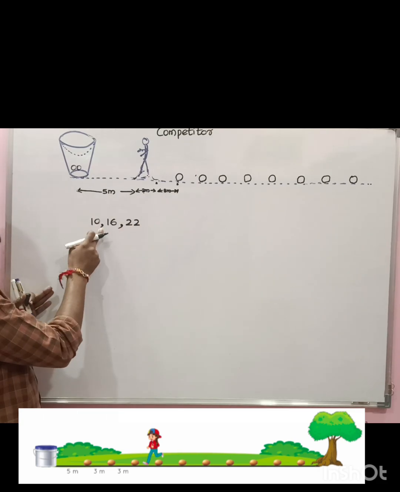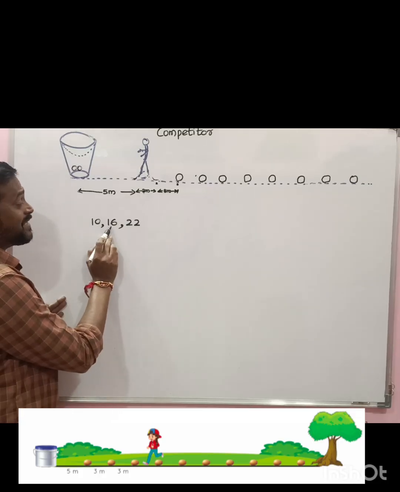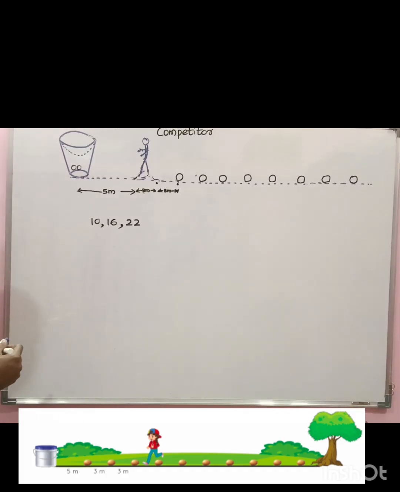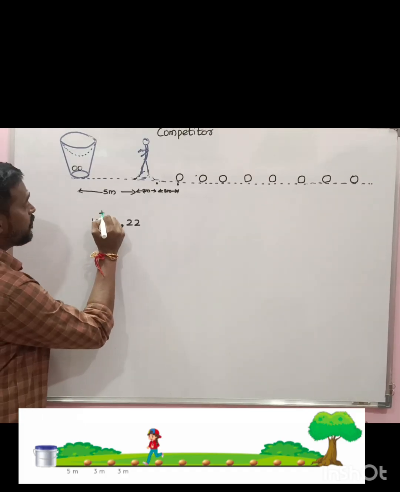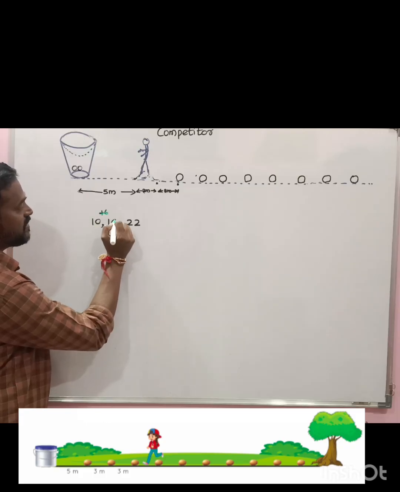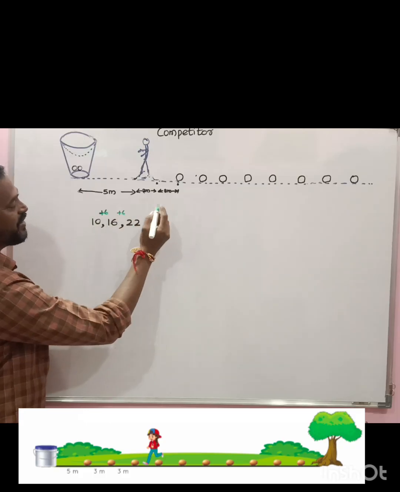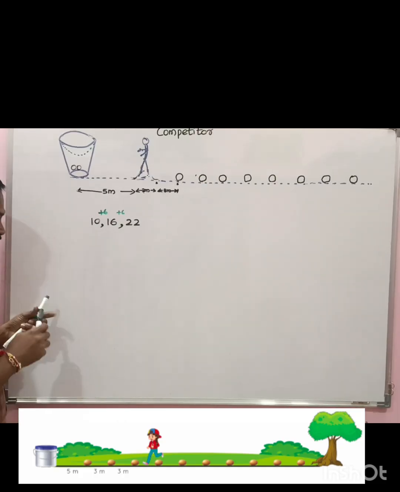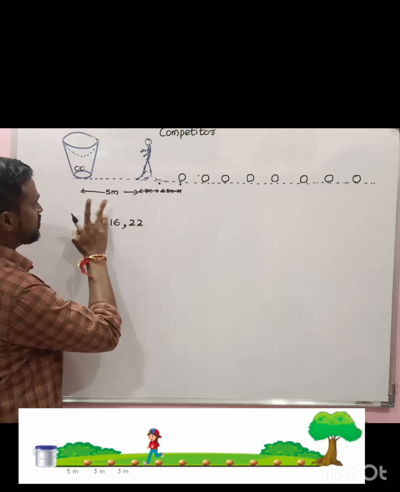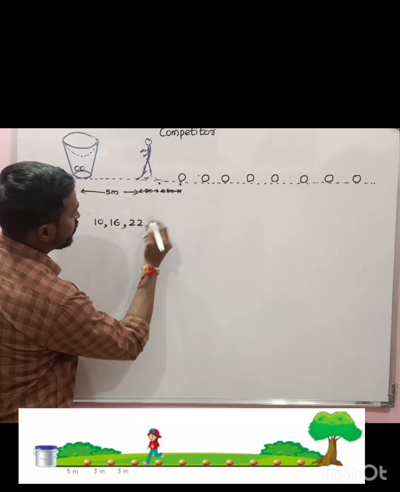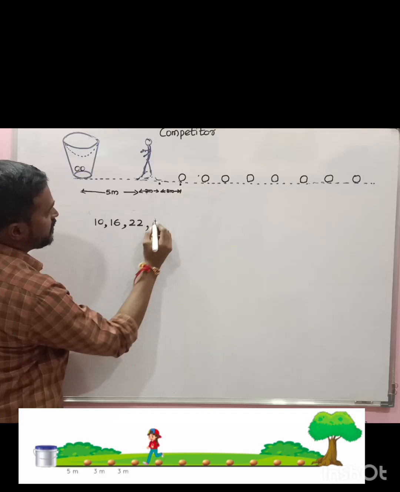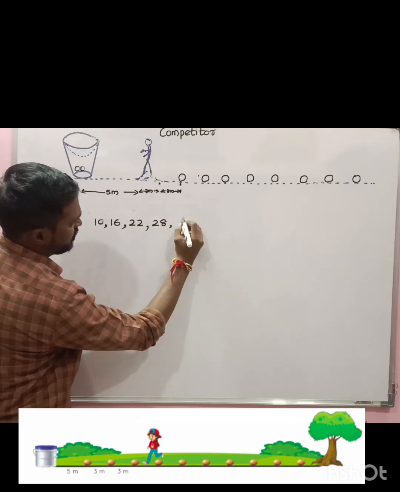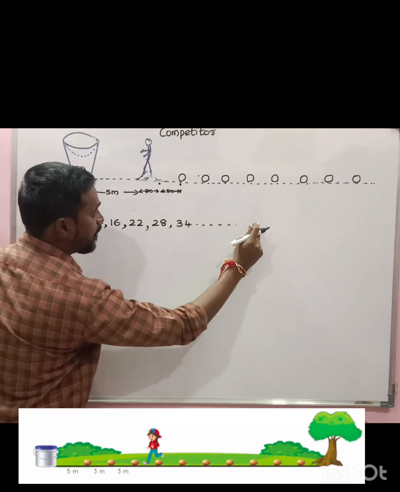So when you observe this series, 10, 16, 22, there is some pattern in these numbers. The pattern is very simple. The number is getting increased by 6. So 10 plus 6 is 16, 16 plus 6 is 22. Similarly, we can make an arithmetic progression here, just by adding 6. To collect the fourth potato, the distance traveled will be plus 6, 28. Again, for the fifth potato, you add 6 to it. Similarly, like this, up to the 10th potato.